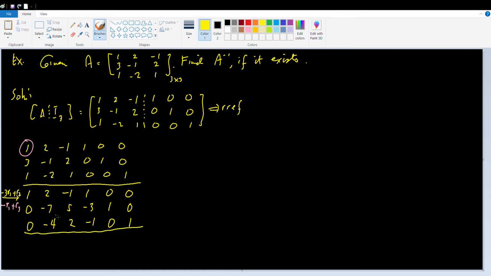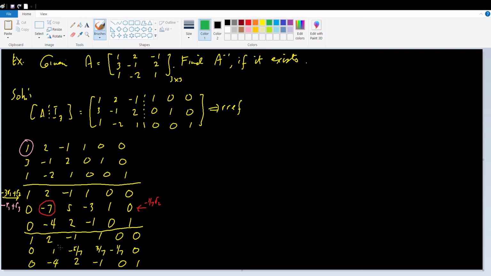Next, we consider the first non-zero entry at the second row, which is negative 7. So what do we do with this? We multiply this by negative 1 over 7. Okay? And what do we get? 0, 1, negative 5 over 7, 3 over 7, negative 1 over 7, and 0. Okay? So 1, 2, negative 1, 1, 0, 0, 0, negative 4, 2, negative 1, 0, and 1. Okay?